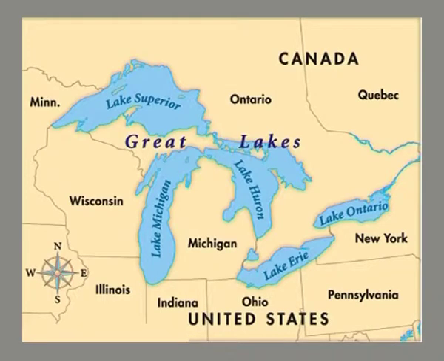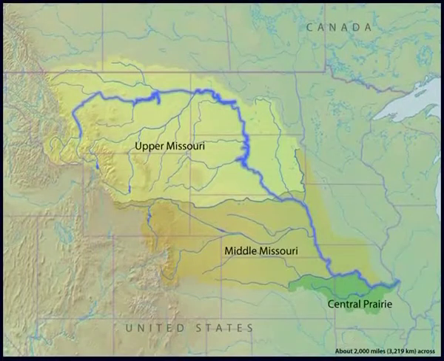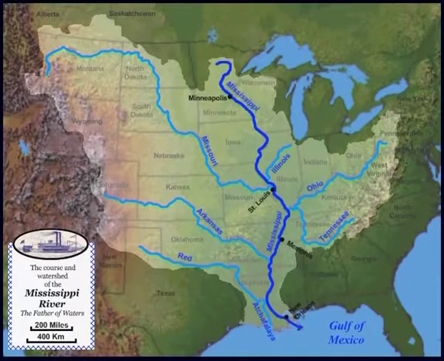Rivers. Rivers flow from far within the continent and the Great Lakes. 5 large inland lakes along the US border with Canada provide additional shipping access. These extensive waterways have helped shape the country's economic growth over the years. The United States of America has over 250,000 rivers with a total of 35 lakh miles of rivers. The longest river in the USA is the Missouri River, but the biggest in terms of water volume is the Mississippi River.